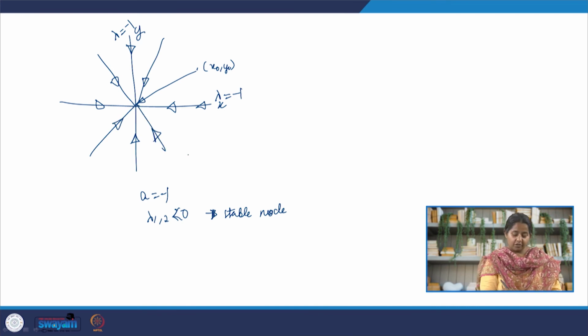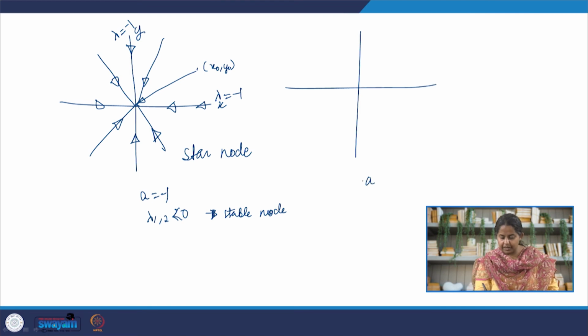Such a node is also known as a star node. It is a stable node, which is a star node. Okay. Now, let us look at another case where A is greater than -1 but still less than 0.